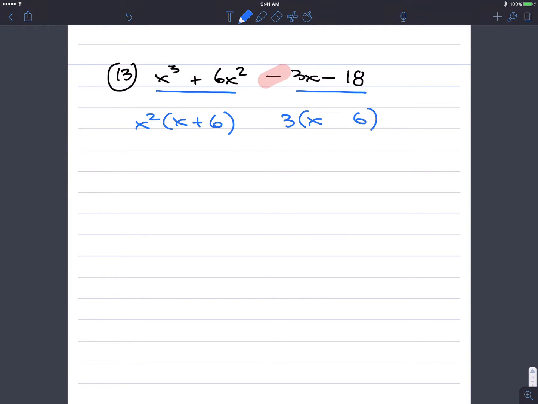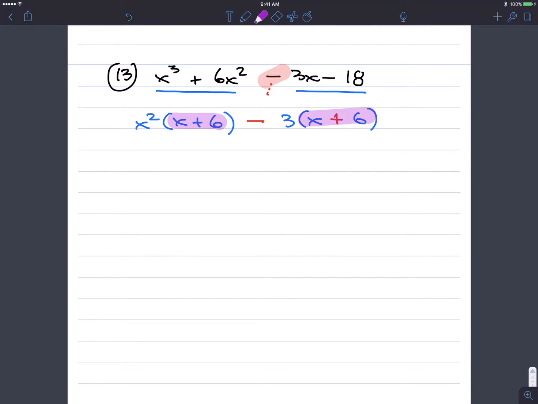So you might say, well, what does that mean? I'm going to bring down that negative sign, always. And then I remember these are going to be what? Common. This is going to be what? Plus.